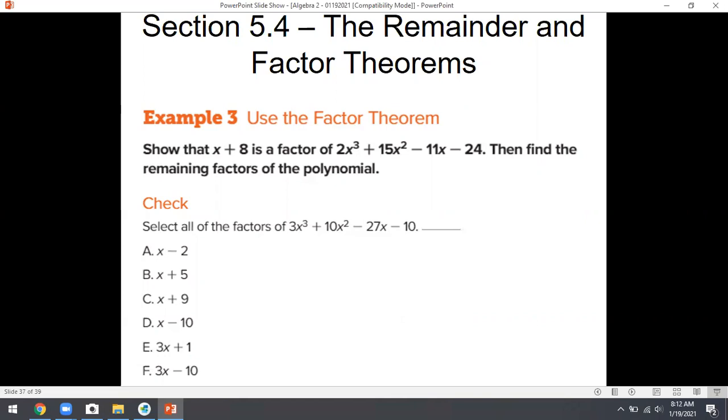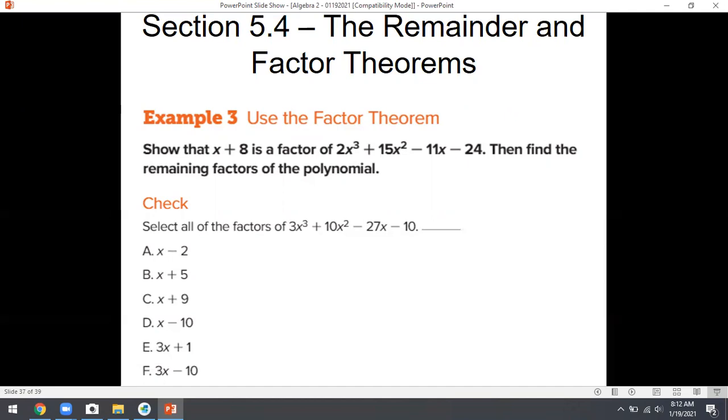If you distribute that back out, you get 2x squared plus 2x minus 3x. That's a grand total of -x. So that works, and then -3. So the question was, what are the other factors? It looks like the other ones that were buried inside of this problem are 2x minus 3 and x plus 1. So find the remaining factors of the polynomial. There they are, 2x minus 3 and x plus 1.